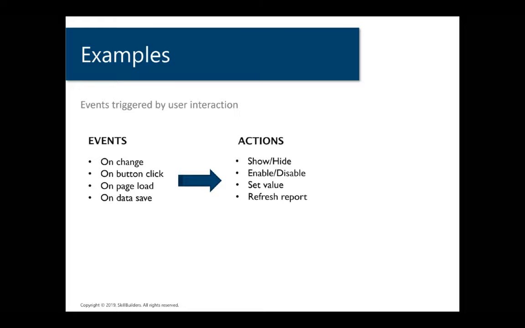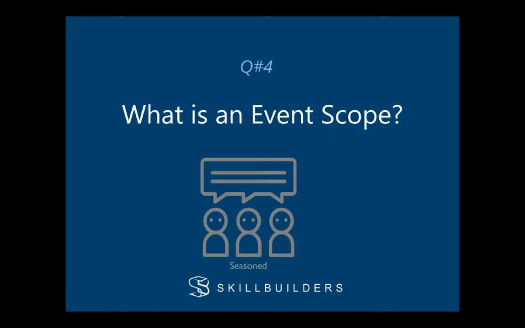So pretty much the most simple ones would be on change, on button click, or on page load, where I want to do something. These events are followed by actions, which can be show or hide elements or regions on a page. They can be enable or disable elements or regions. It can be set values, and probably the most common one, refresh reports. These are pretty much self-explanatory, so I won't go into too many details on it.